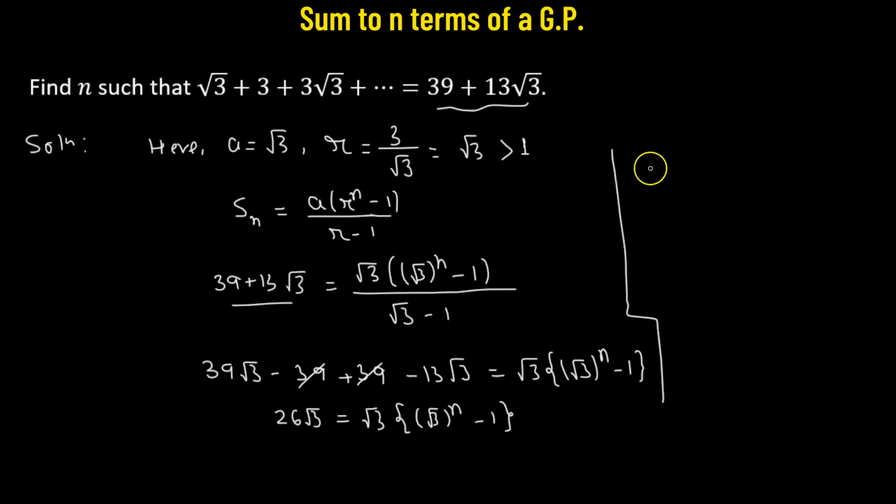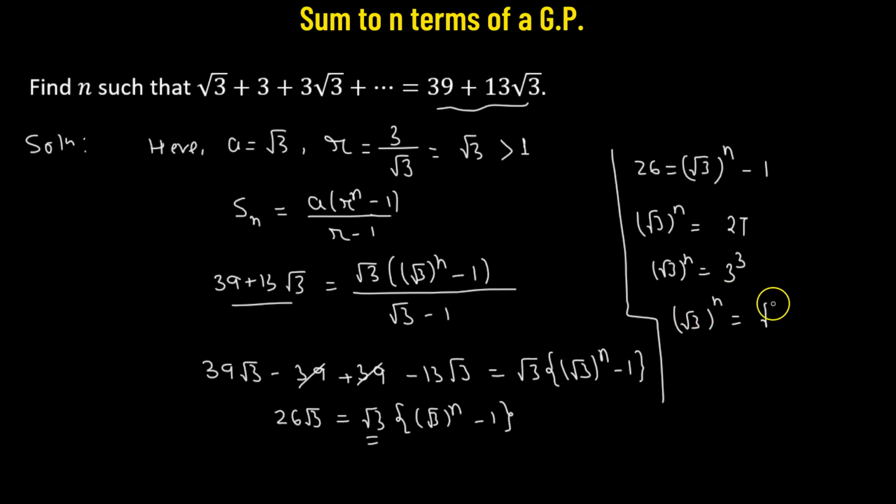So we'll continue here. We will divide both sides of the equation by square root of 3. Now this gives us 26 equals square root of 3 raised to the power of n minus 1. So square root of 3 raised to the power of n will be equal to 27. We know that's 3 cubed, but if we want to make it in terms of square root, we have square root of 3 raised to the power of 6.